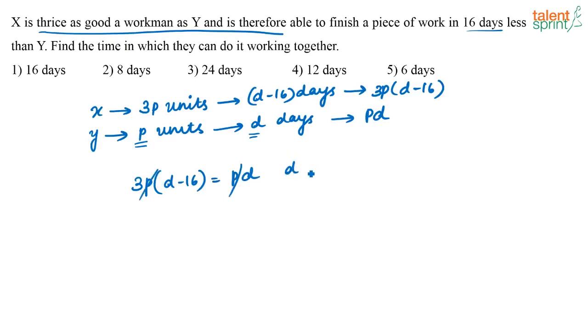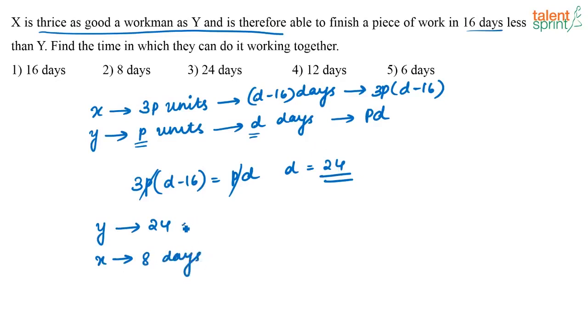You get D is equal to 3D minus 48, or I can say 2D is equal to 48, or D is equal to 24. So Y is doing the work in D days, or I can say Y is completing the work in 24 days. So in how many days will X complete the work? X will complete the work in D minus 16 days, that is, 8 days.